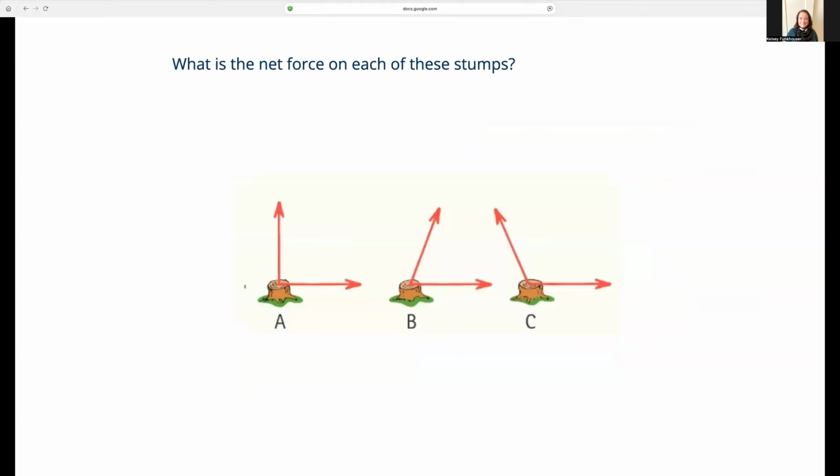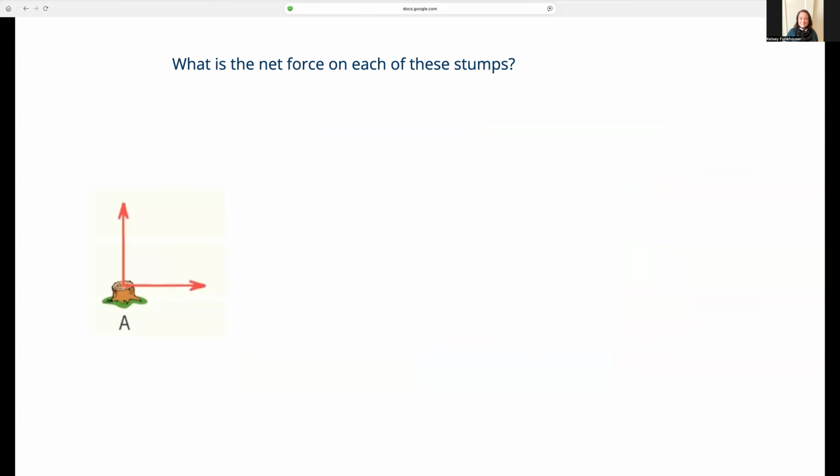So let's do a few examples of getting the resultants from force vectors. We have these stumps that have different forces acting on them. So let's look at each of them. The first step is to draw the sides of the parallelogram. So there's one side, there's the other, and then we draw our vector from where our forces meet to the other corner. And so this is our resultant. This is the total or net force on this stump in this example.